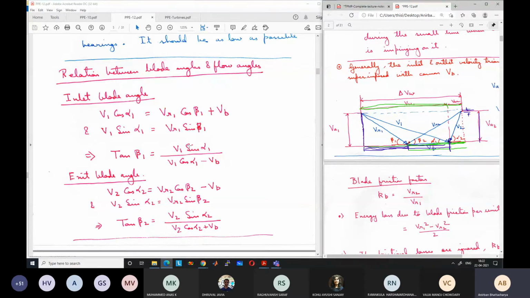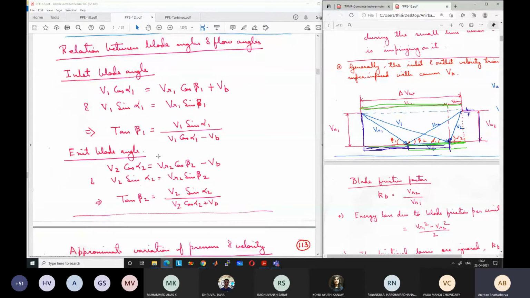In case beta 1 and beta 2 are not equal, for a general case, beta 2 can be obtained in a similar way. Again, V2 cos alpha 2, this entire length, is VR2 cos beta 2 minus VB. V2 cos alpha 2 is VR2 cos beta 2 minus VB, and V2 sin alpha 2, this length, is equal to VR2 sin beta 2. Again, if you divide VR2 sin beta 2 by VR2 cos beta 2, you will obtain tan beta 2 equal to V2 sin alpha 2 by V2 cos alpha 2 plus VB.